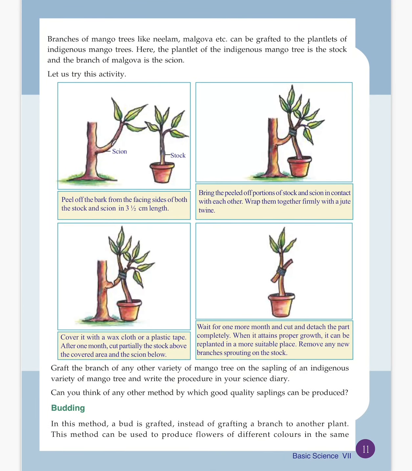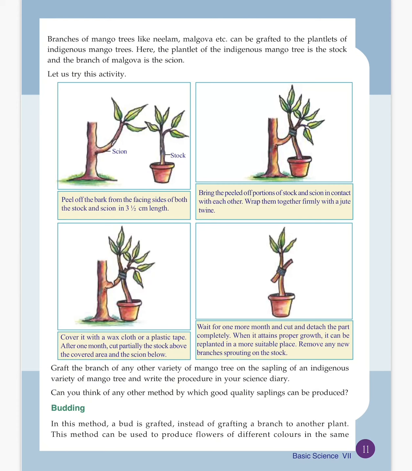This is page number 11 in your textbook. They have illustrated this with pictures. First here, see the rooted plant is called the stalk. You select a stalk and then you select a scion. You bring the peeled off portions of the stalk and scion in contact with each other. You are peeling off this part, and this part. Then you are bringing both parts together here and tying it up. Cover it with a wax cloth or a plastic tape.